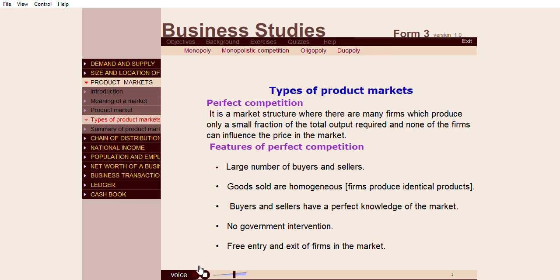Perfect competition. It is a market structure where there are many firms which produce only a small fraction of the total output required, and none of the firms can influence the price in the market.